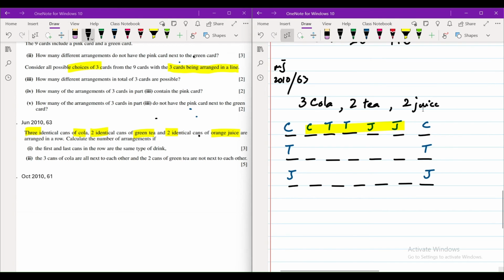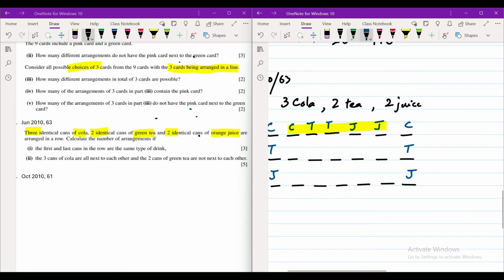So what we just do simply over here, how many items do we have? 1, 2, 3, 4, 5. So this is 5 factorial divided by 2 factorial, 2 factorial, because tea cans and the juice cans are identical.